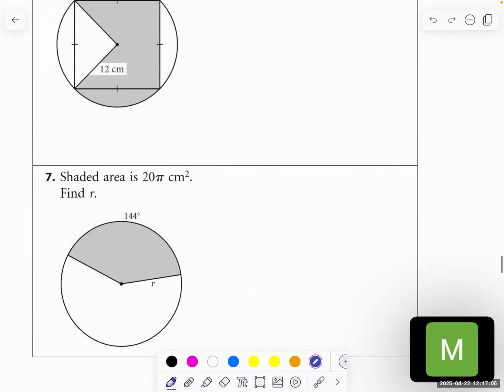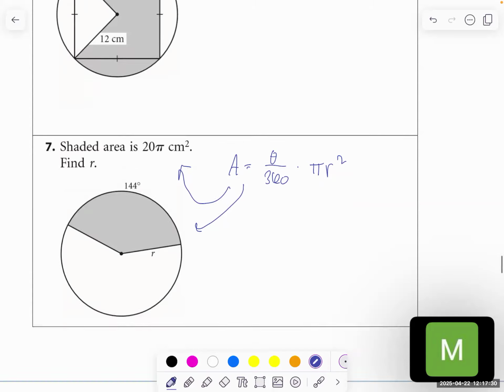For this guy, keep in mind, I'm giving you the area. And so remember, the area formula for these is area equals theta over 360 times pi r squared. So think about what you're given here, and plug into the formula. You know the area, you know theta. You want to find r. So think about how you could solve that.